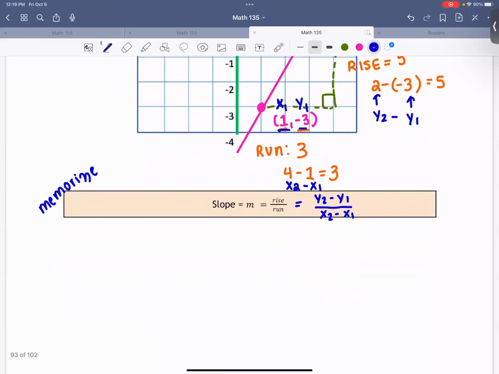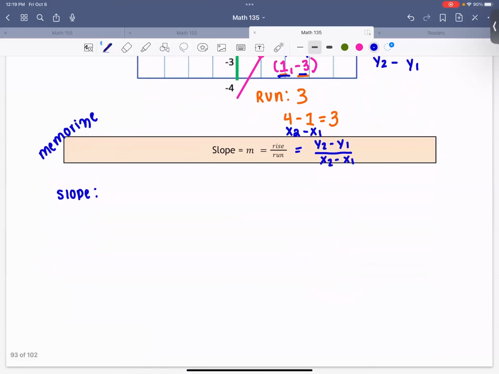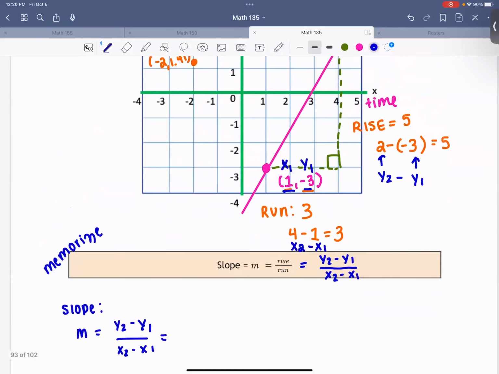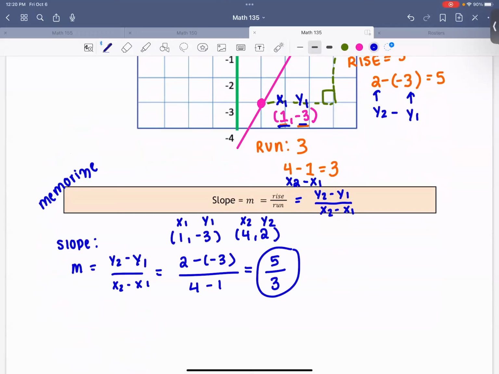So that's all what slope is. Let's go ahead and find the slope of these two. Let's find the slope of this line. By the equation, I know that m is y2 minus y1 over x2 minus x1. Let me relabel the points up here. 1, -3, and 4, 2 are my points. Let's make 1, -3 x1 and y1, and 4, 2 x2 and y2. If I plug stuff in, I get 2 minus -3 over 4 minus 1, which becomes 5 over 3. And that is my slope.